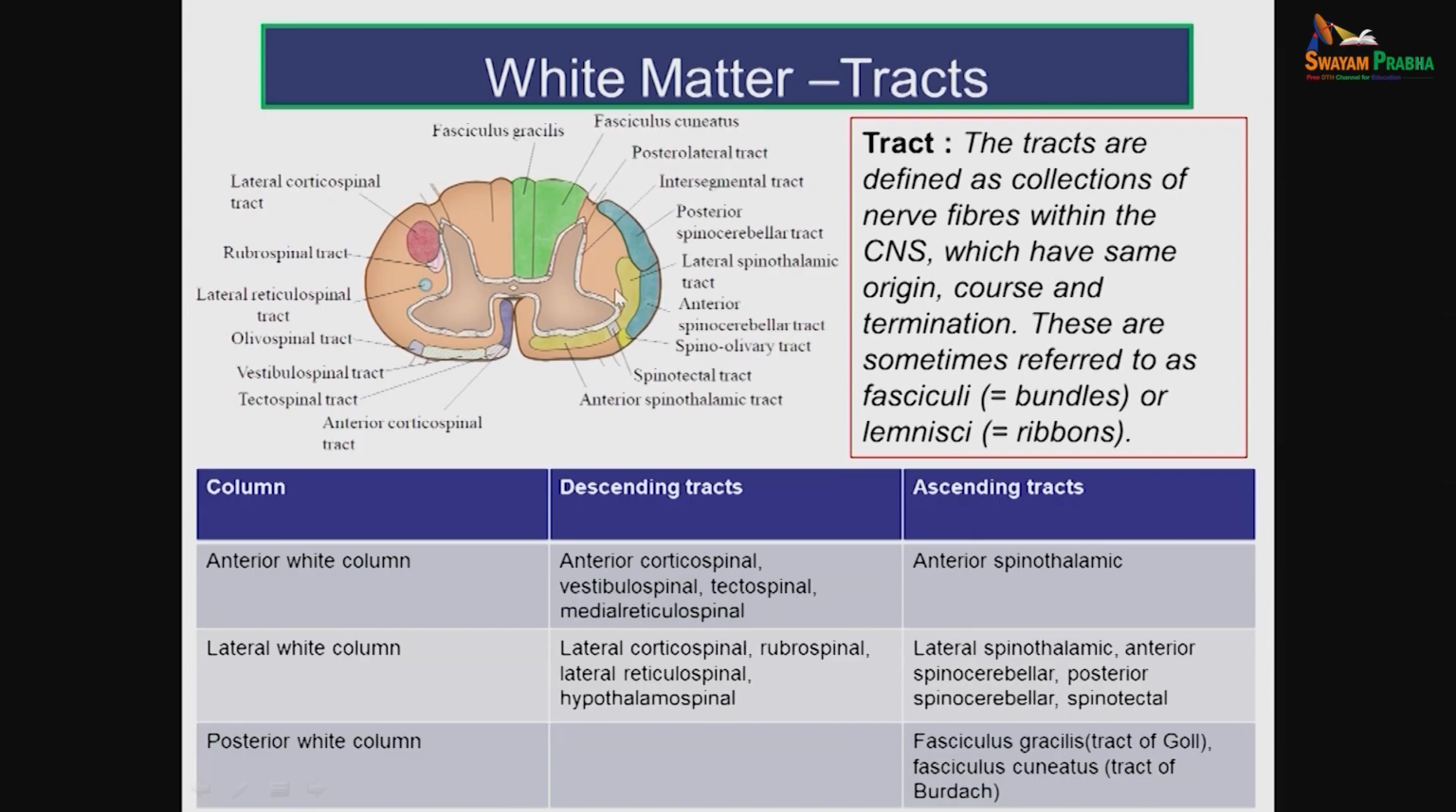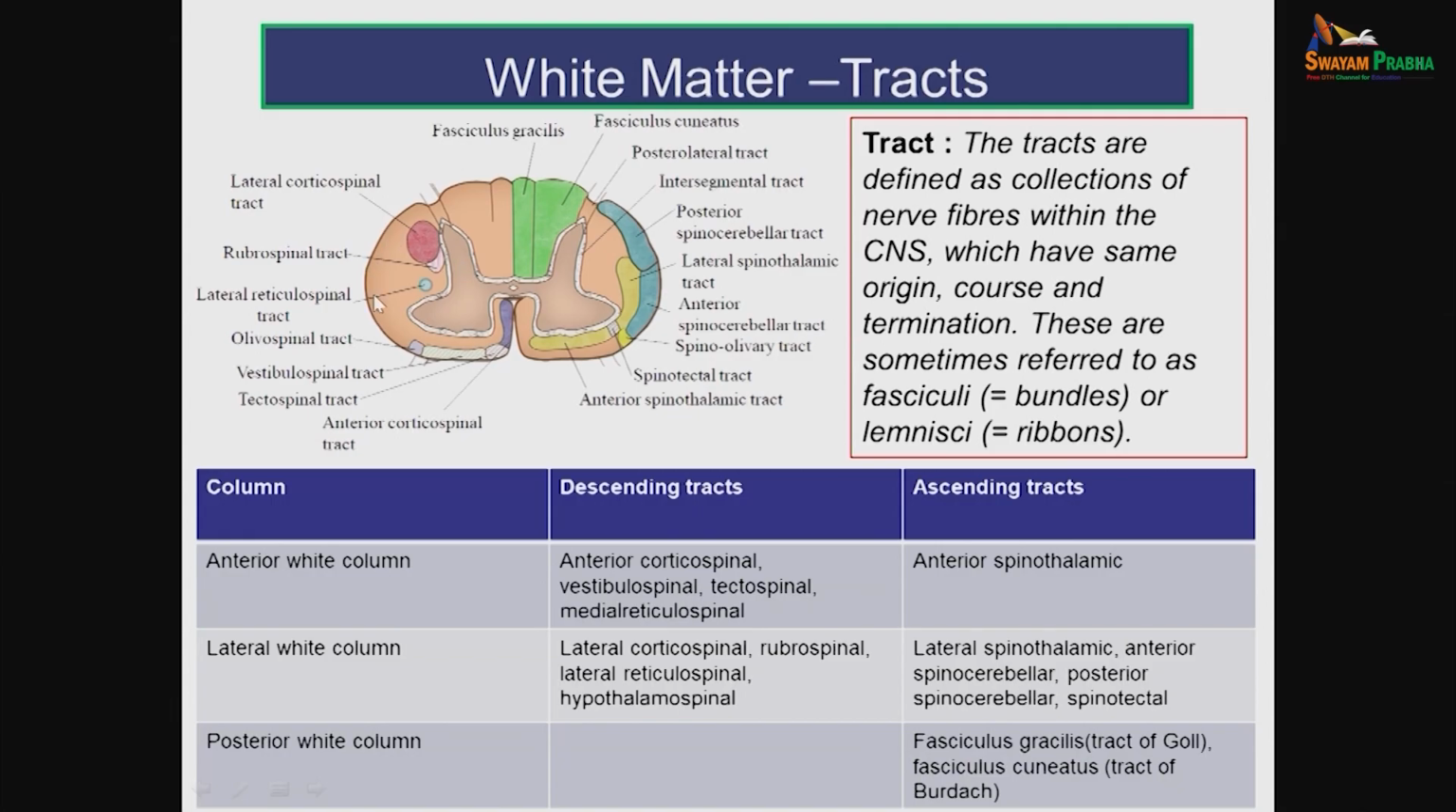On the right side of what I am trying to show are the ascending tracts. On the left side are the descending tracts. This is for picture purposes; both ascending and descending tracts are seen on both sides. For your understanding, the picture shows ascending tracts on one side and descending tracts on the other. This tabular column will summarize the various ascending and descending tracts present in the white matter. If you look at the descending tracts, in the posterior white column, there is no descending tract.